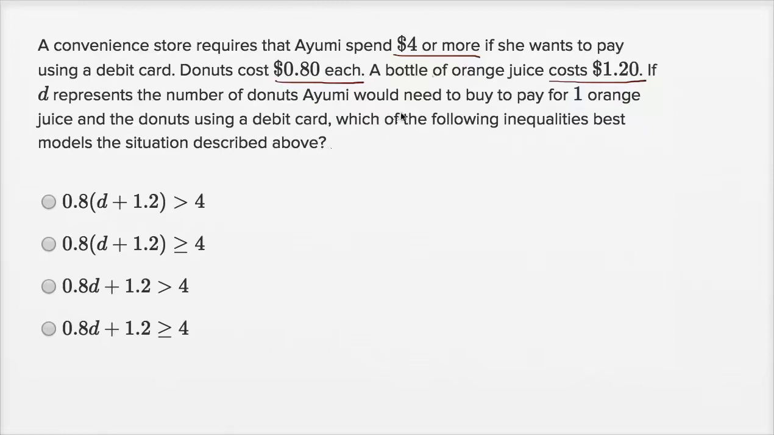All right, so she needs to spend $4 or more, and she's going to buy one orange juice and D donuts. D represents the number of donuts. So let's write this down. This one orange juice right over there, that's going to be $1.20. We'll assume everything I'm writing is in dollars. And then how much is she going to spend on donuts?